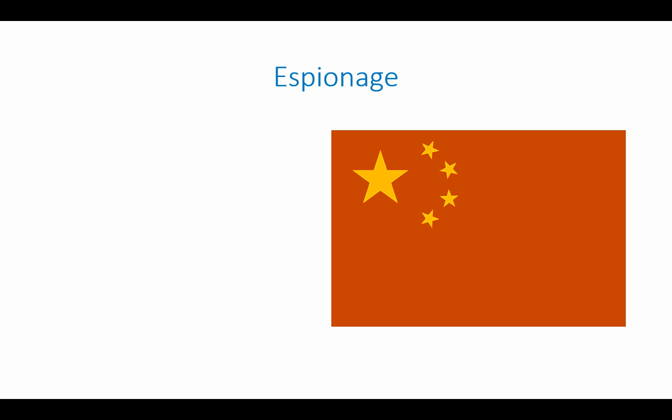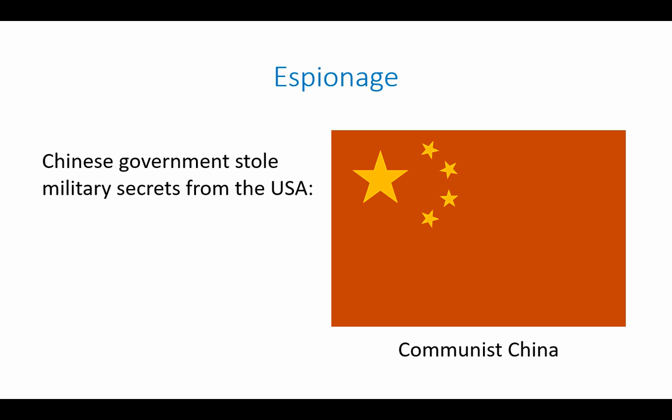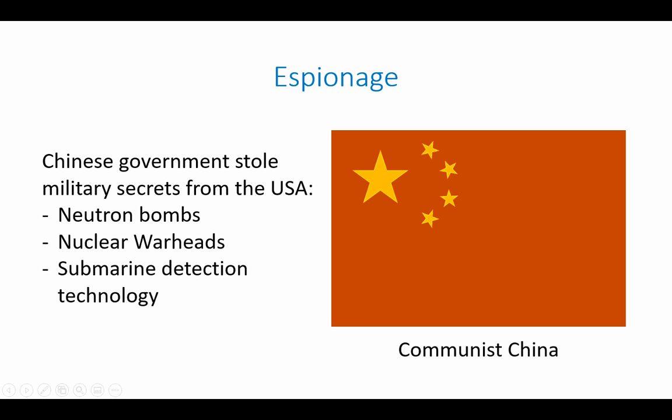We're going to talk about China pretty soon here, and how China embraced communism in their communist revolution. So the Chinese government stole many military secrets from the United States. They stole information on neutron bombs, on nuclear warheads, and submarine detection technology. And well, they still do it today.